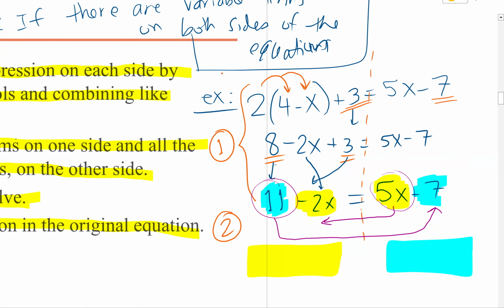So kind of similarly, I need to do that in the same way that I moved things over before. I have this 5x on the right side, but I want it to be on the left side. I just look at its sign. 5x is positive right there. If it has no visible plus or minus, it's just a positive. So I'll do the opposite. I'm going to move it over by subtracting it from both sides. There we go. That way 5x minus 5x is 0, so it disappears.